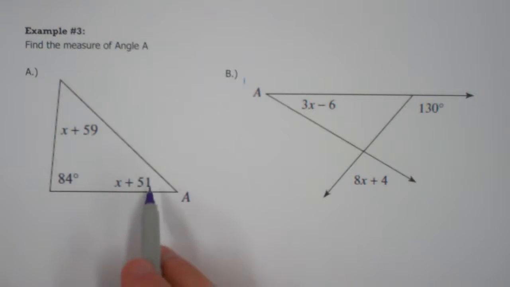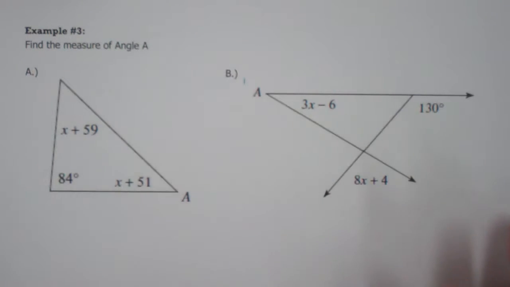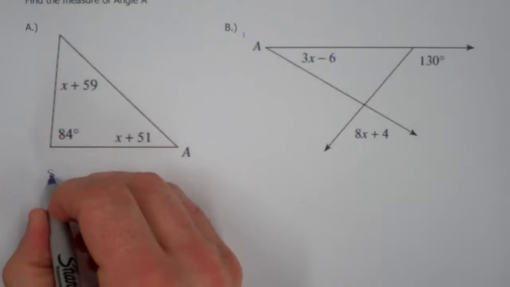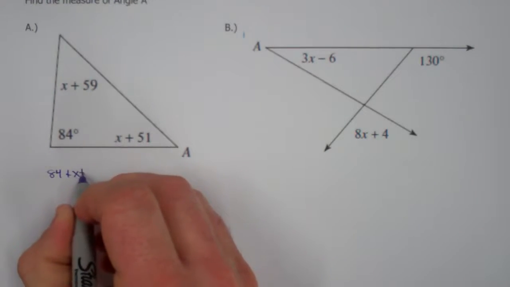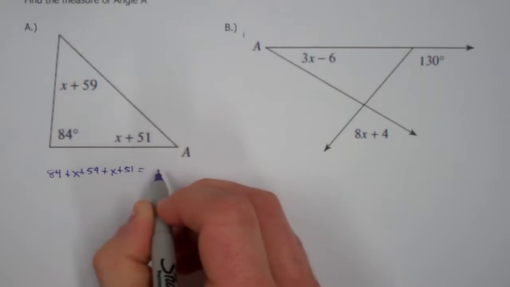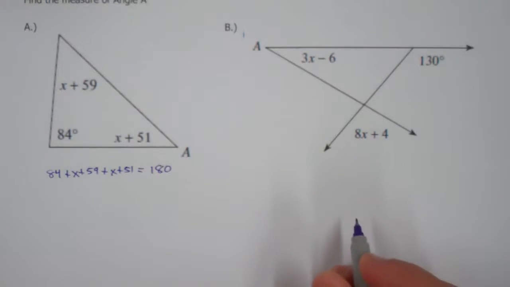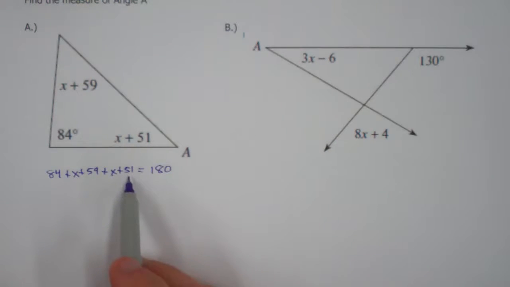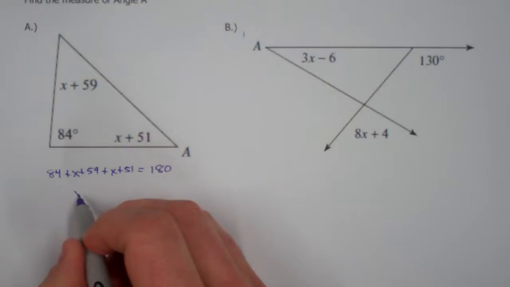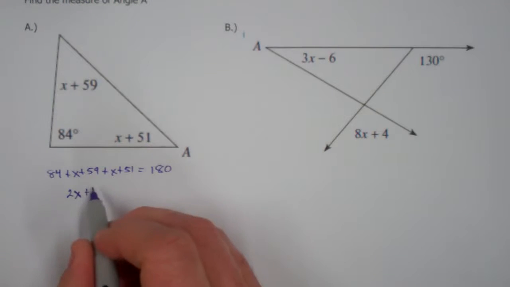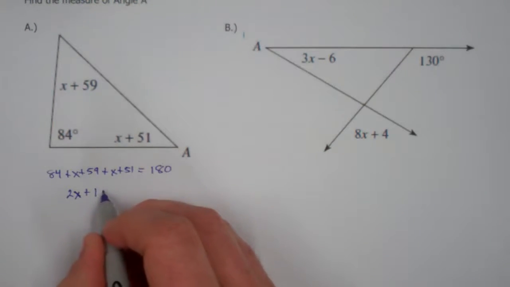In example A, we have a triangle. So if we want to figure out the value of x, we can just add all these angles up and set that equal to 180. If we combine like terms over here, we've got 59 and 51, which is 110. 110 and 84, and this is going to be 2x by the way, x and x. So 110 and 84 is 194.